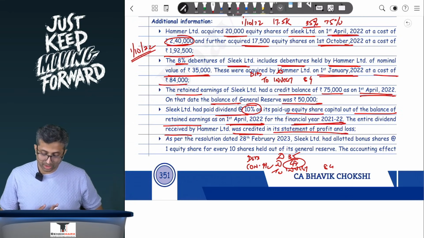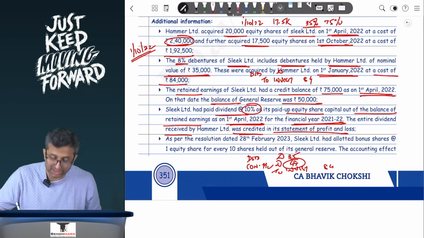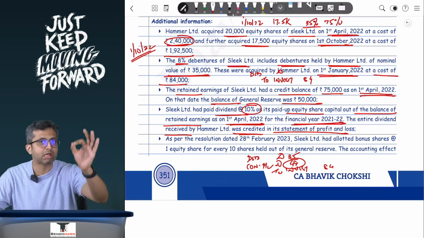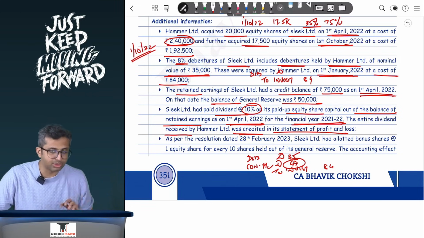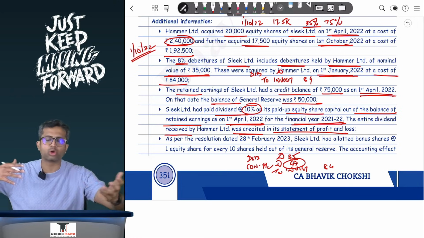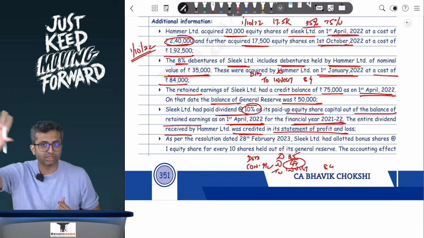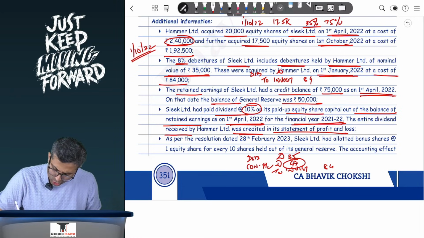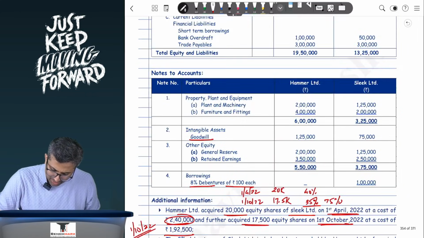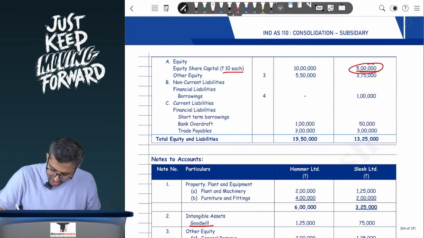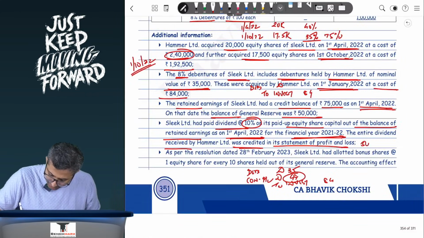Okay, the problem over here is when you look at this adjustment, there are multiple solutions. I'm just doing the way Institute has done. If you want more detailed alternatives, we have discussed it in the video for November 23. So what is your total dividend? Sleek had paid 10% dividend on its share capital, 5 lakhs into 10%. So this will be around 50,000 of dividend paid by Sleek.